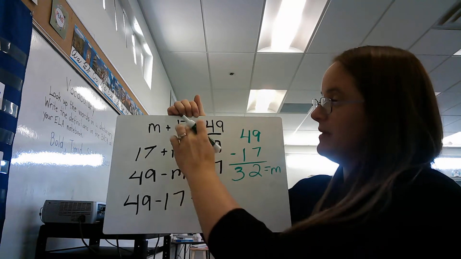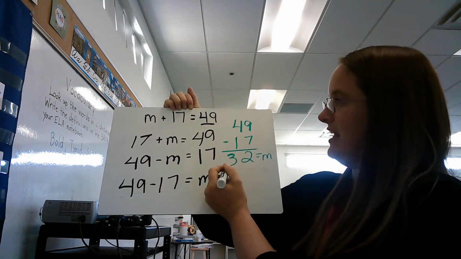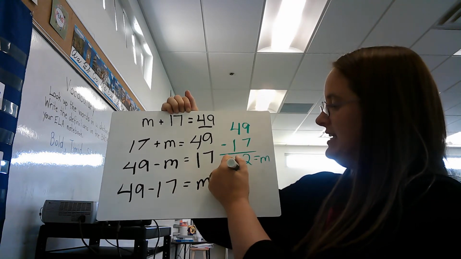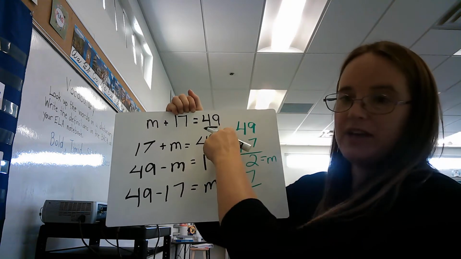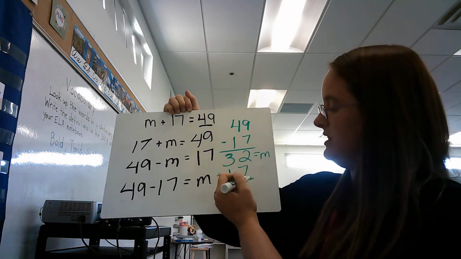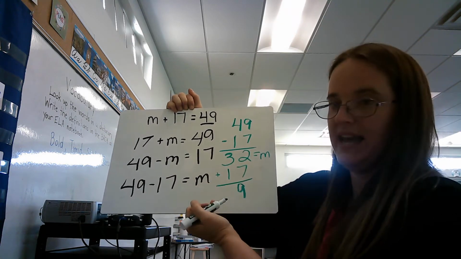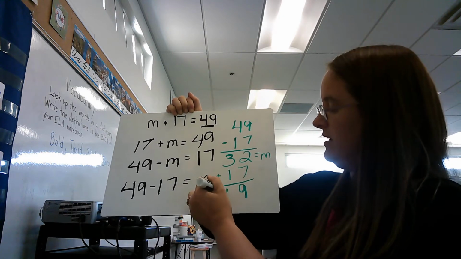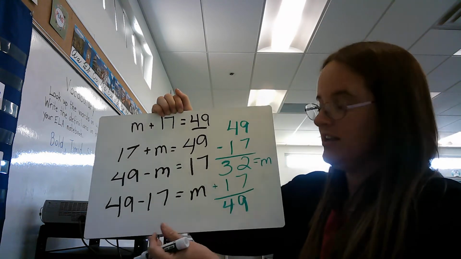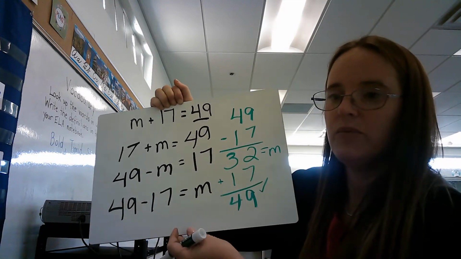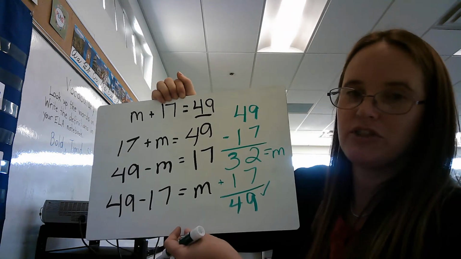Let's check our answer back at the beginning here. Let's add 32 plus 17 and see if we get 49. So 2 plus 7, yes, that's a 9. 3 plus 1, yes, that's a 4. So check. We figured out that M is equal to 32.